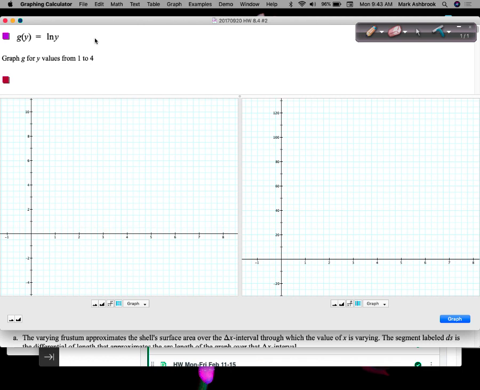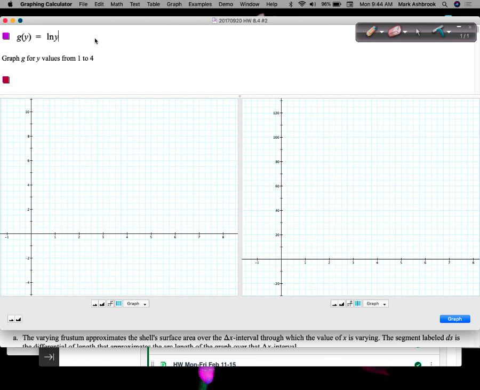So how am I going to tell GC to graph g of y equals ln of y, making y the independent variable on the vertical axis? Y equals g of y, is that what we want? Using x in GC is specifically the x-axis, and using y in GC is specifically the y-axis.